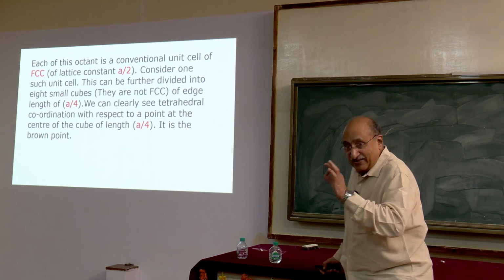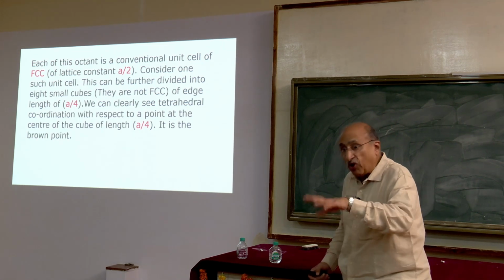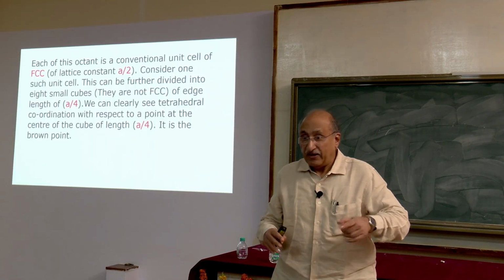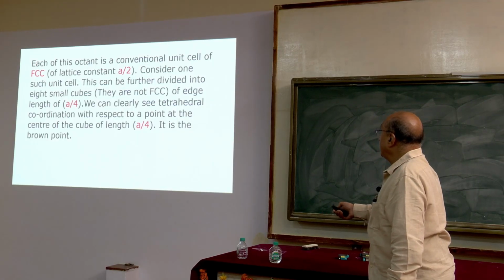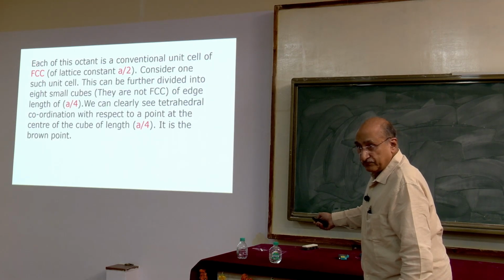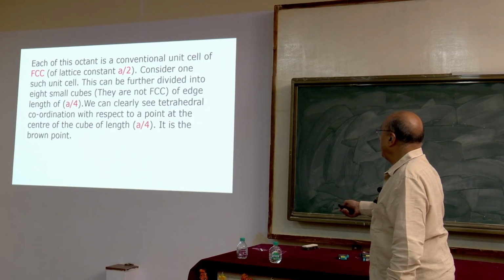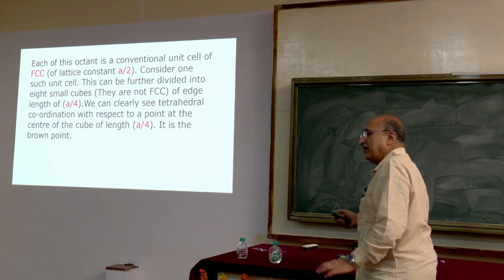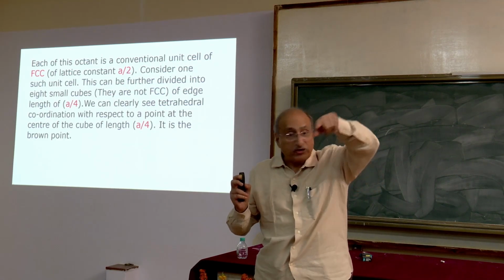Consider one such cube divided into 8 smaller cubes. Now I have gone to the second level. Then I will get a diamond type of thing. They are not FCC. Like diamond, this will have a tetrahedral type of coordination. You see tetrahedral coordination with point A by 4. This tetrahedral symmetry was also seen in diamond.